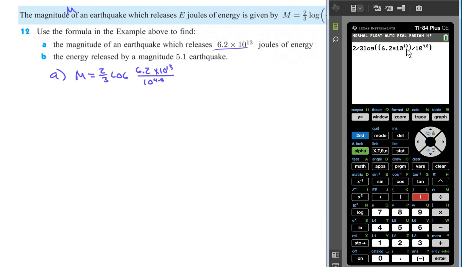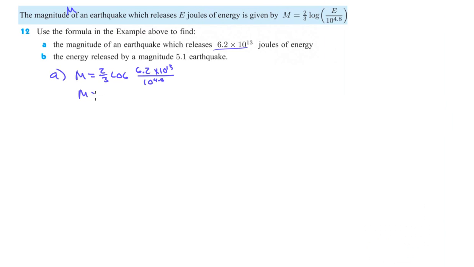So it's going to take this whole thing divided by 4.8, and it's going to take the log of all of that and then multiply it by 2/3, just like what it says there. So if we push enter, we should get our right answer, I hope, 5.99. That's going to be the magnitude. So basically it's about a 6.0 magnitude.